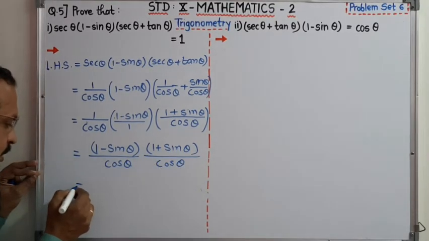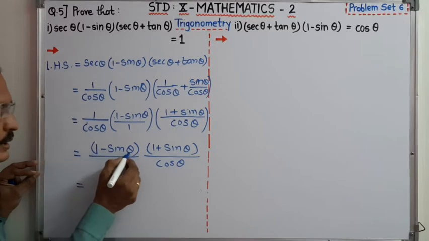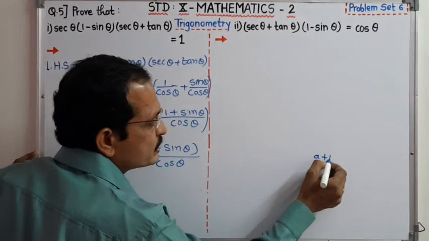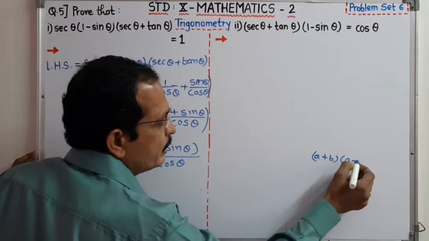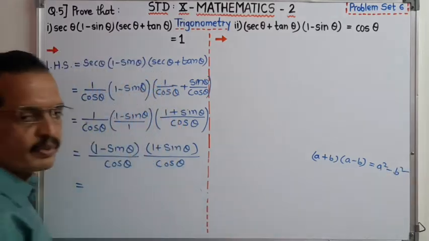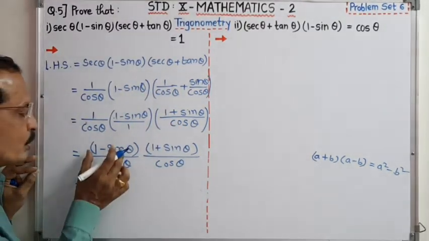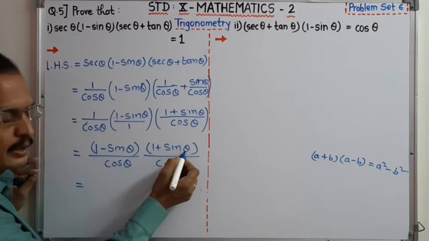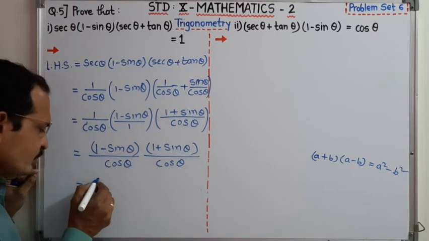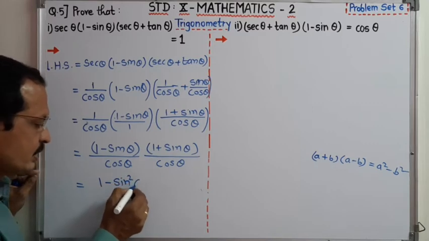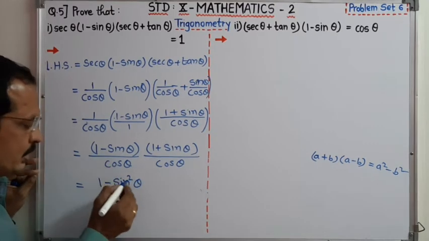Now see dear student, 1 minus sin theta and 1 plus sin theta, that means a plus b into bracket a minus b, then we write a square minus b square. Same thing we have to apply here. This is 1 minus sin theta, it is 1 plus sin theta, that means 1 minus sin square theta. Got it?